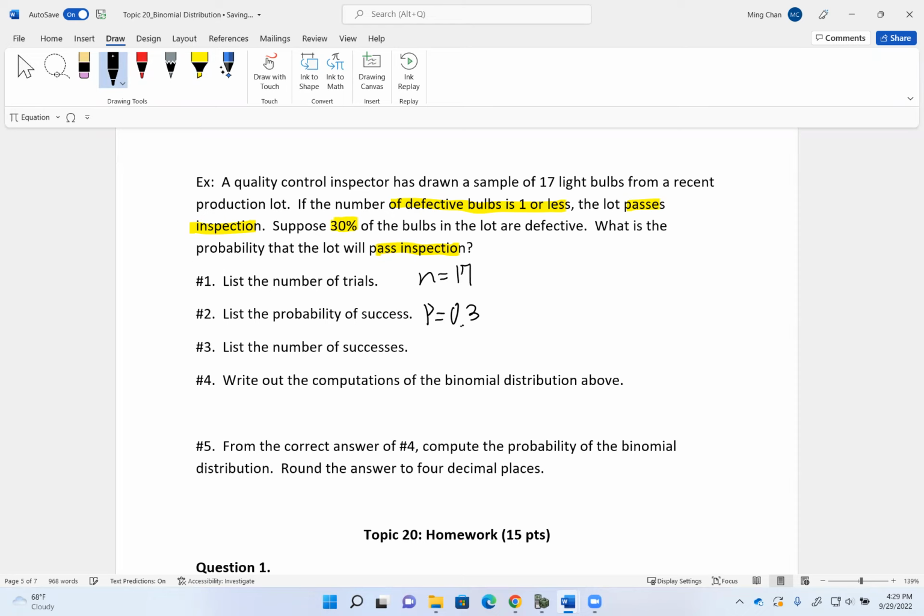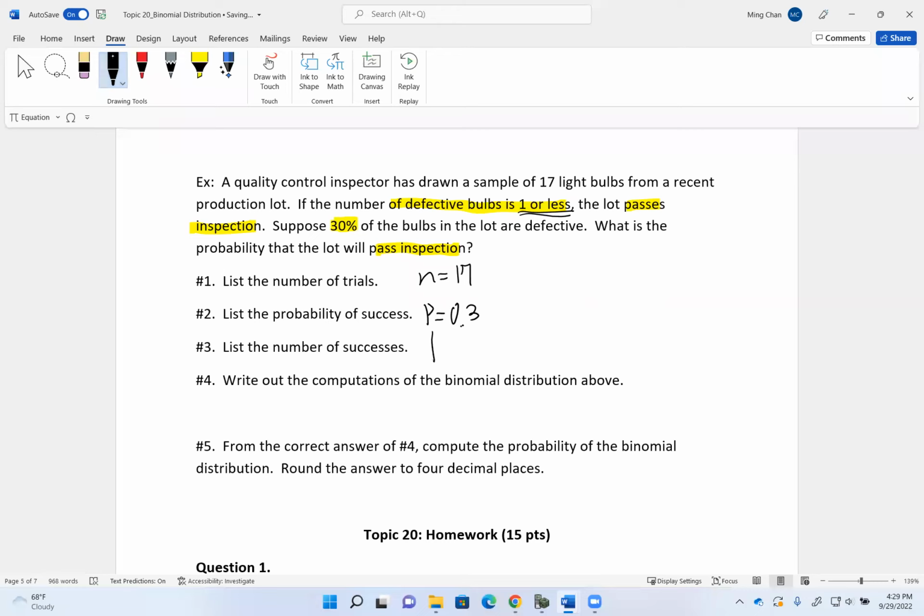Think about this. Passing the inspection means 1 or less defective bulbs. So we need to know the probability of defective bulbs, which is 30%, because that's the way it's worded. It's kind of strange if you really think about it. So probability of success for this example is the probability of selecting a defective light bulb. That's the number of successes. This is tricky. To pass, it has to be 1 or less, right?